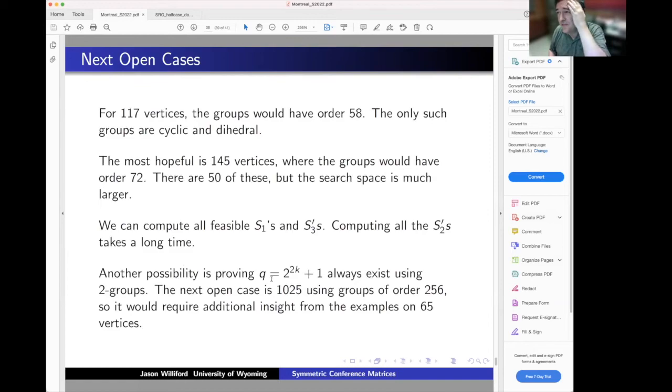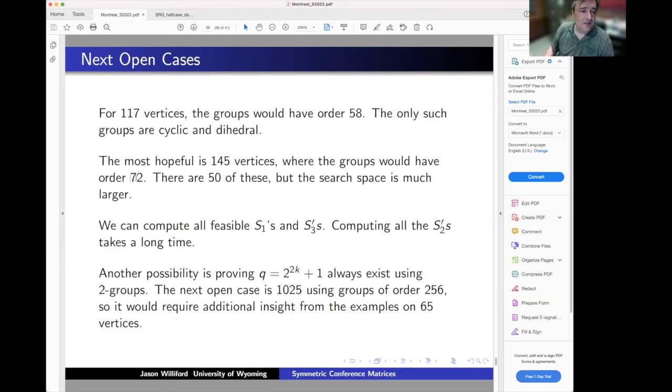For 117 vertices, so these are the next open cases. 117 is bad numerology because there are only 2 groups, and one of them is dihedral, which we know can't work. It has too many involutions. So the next case that looks hopeful is 145 vertices because there are 50 groups of order 72. But the problem is the combinatorial jump. I mean, it's really big.